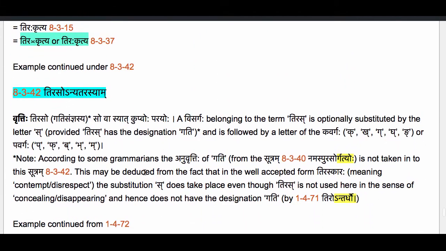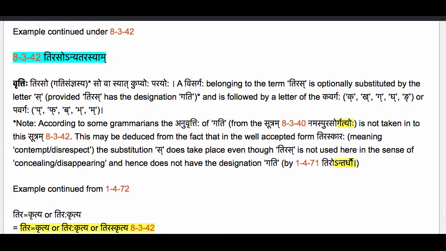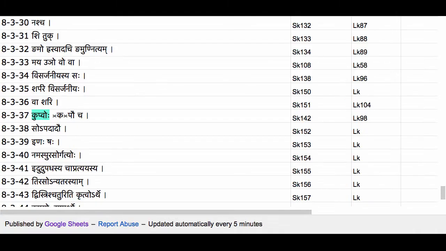And now we are taking 8342, so we can get the third form by optionally replacing the visargaha by the letter sa. Okay, so let's look at this Sutram 8342 in detail. It reads tiraso anyatarasyam. Anavritti of saha is coming down from 8338 so padadau. Anavritti of visarjaniyasya is coming down from 8334 visarjaniyasya saha. Anavritti of kupvoho is coming down from 8337 kupvoha kahpaucha.